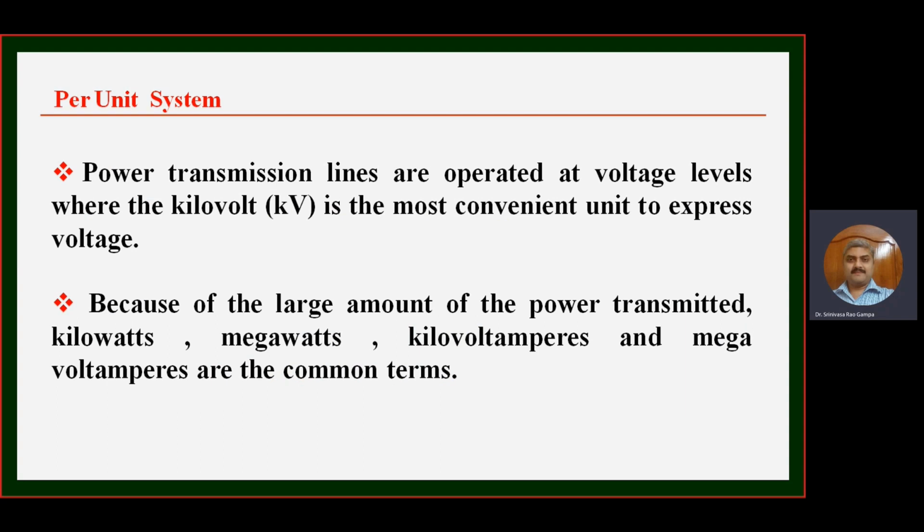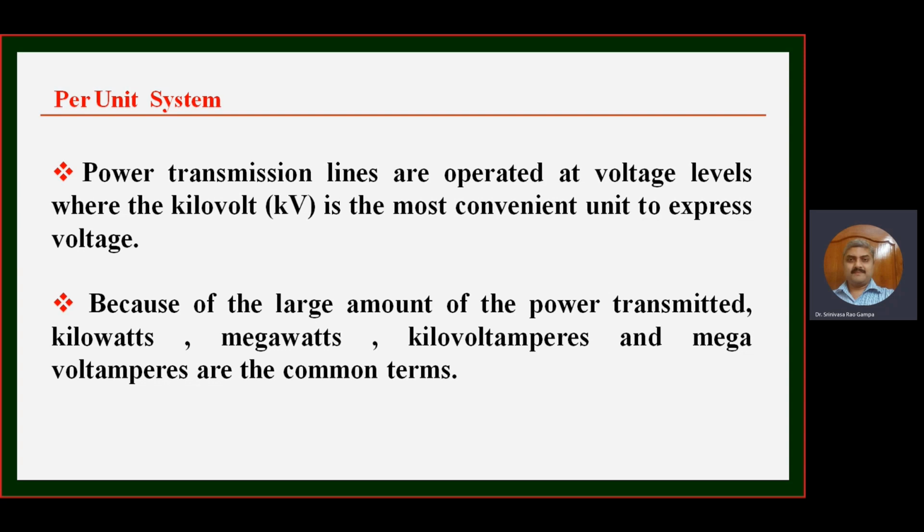Power transmission lines are operated at voltage levels where the kilovolt is the most convenient unit to express the voltage. In a power system, there will be many different types of equipment: motors, synchronous generators, transformers, transmission lines. The voltage is generally operated at a high level in kilovolts, and the rating of the machines will generally be in the range of kilowatts or megawatts.